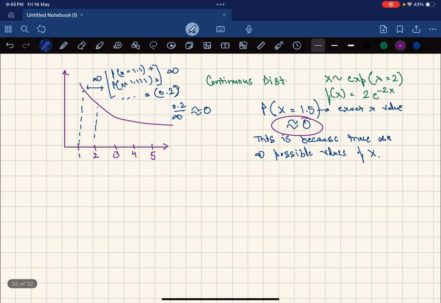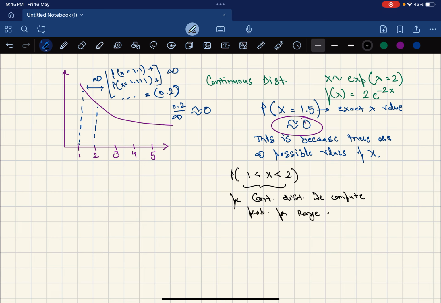So then how do we calculate the probability for x? This will be very similar to how we look at a histogram. Instead of looking at an exact value of x, we calculate the probability in a range of x. So for continuous distributions, we compute probability for a range of values for x.